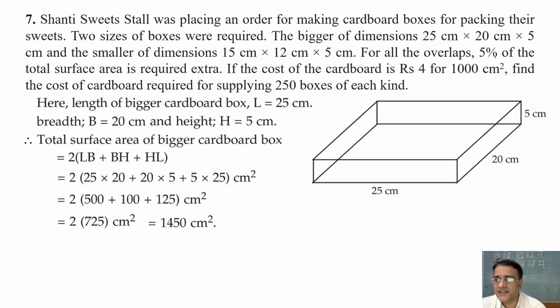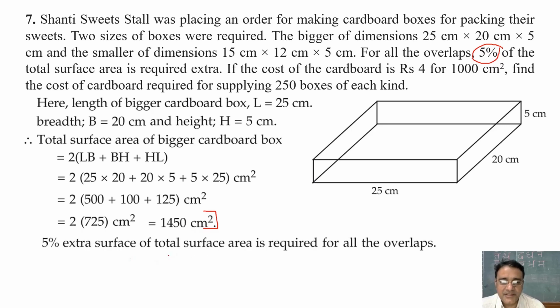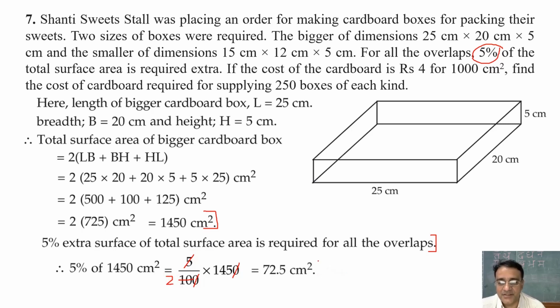And in the question it is given that 5% extra we have to add up. तो 5% इसका निकालना पड़ेगा. How will you find 5% of 1450? 5 by 100 into 1450. Very good. So 5% extra surface of total surface area is required for all the overlaps. So 5% of 1450 centimeter square is 5 upon 100 into 1450. So 0 we can cancel, और ये भी 5 यहाँ पे कैंसिल कर सकते हैं. So 145 by 2, that we are getting 72.5 centimeter square.